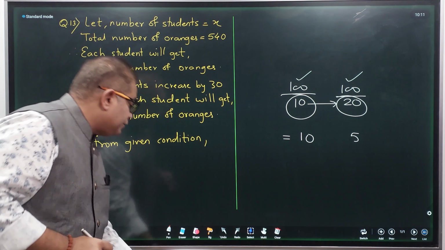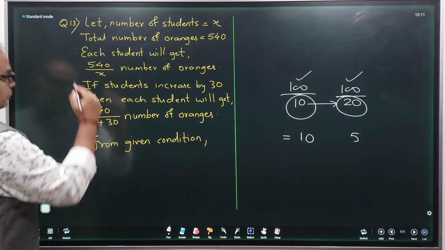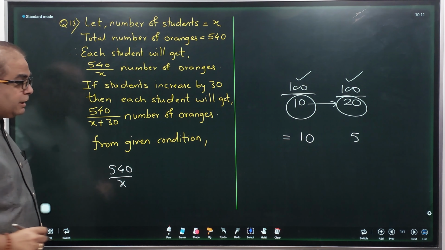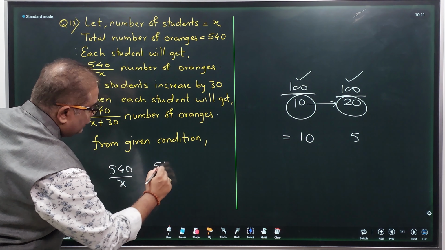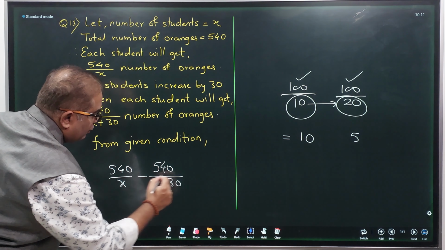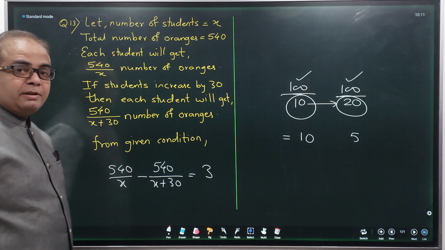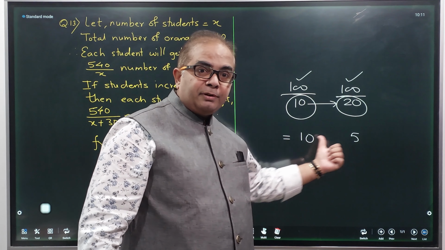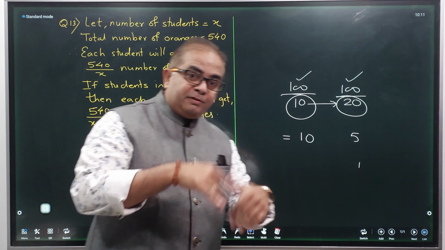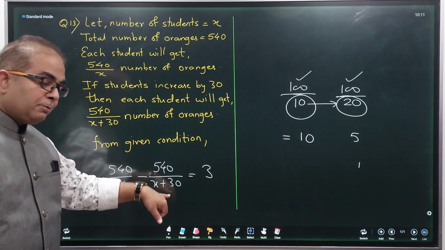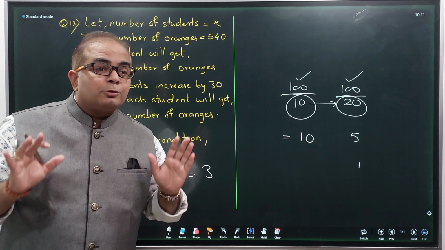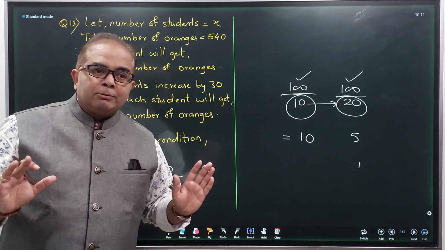सो फ्रॉम गिवन कंडीशन वी कैन राइट, पहले मिल रहे थे 540 अपॉन x ऑरेंजेस, now we are getting 540 upon x plus 30 oranges. इसका जो डिफरेंस है वो कितना है? 3. जैसे कि यहाँ पे डिफरेंस कितना आ गया? 5. पहले 10 मिल रहे थे, अभी 5 मिल रहे हैं, मतलब 5 ऑरेंजेस कम मिलेंगे. वैसे यहाँ पे पहले इतने मिल रहे थे, बाद में इतने मिल रहे हैं, अभी इसमें कितने कम मिलेंगे? तो 3 ऑरेंजेस हर एक स्टूडेंट को कम मिलेंगे. कंसेप्ट समझ में आ रही है?